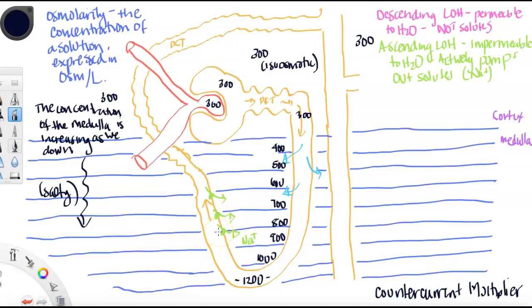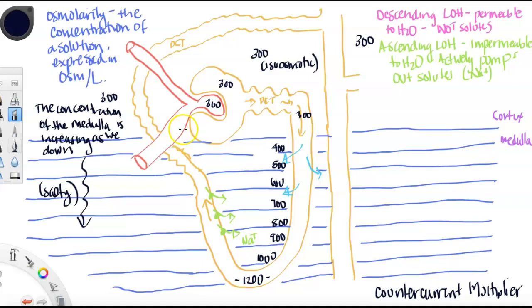Okay, so that pumping out of solutes and water coming out of the descending limb, that's called the countercurrent multiplier, and it is creating this weird salty gradient of concentrated fluid in the medulla. Okay, and the fact that the loop is in there is allowing this to happen, and it's adjusting what ultimately will be the urine.